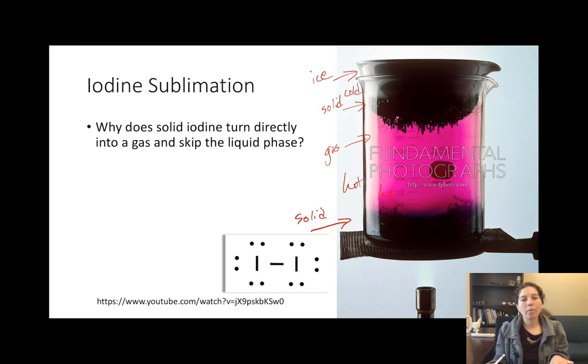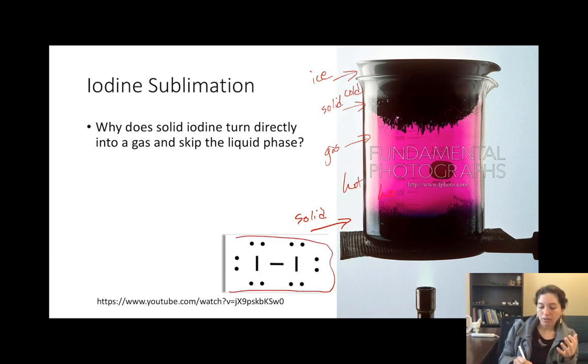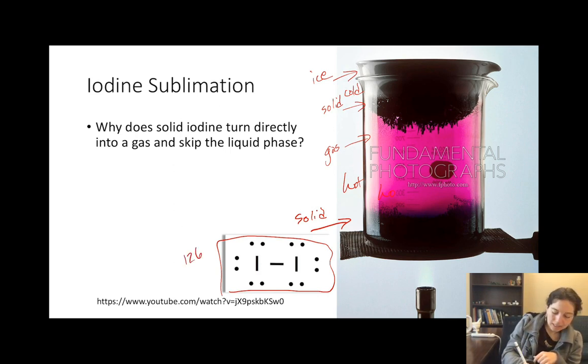So I think now we have enough information to understand why this actually happens, because we talked about boiling points, right? And so what we're seeing here is iodine's a really unique substance because of its intermolecular forces. So iodine is really heavy. Its mass on the periodic table is 126.9.